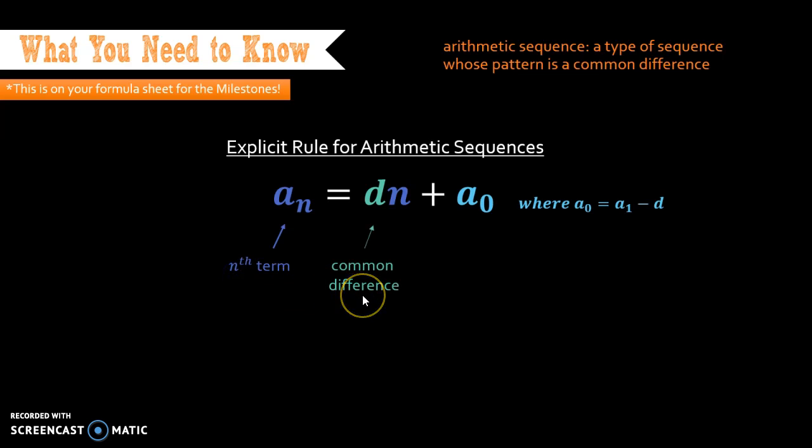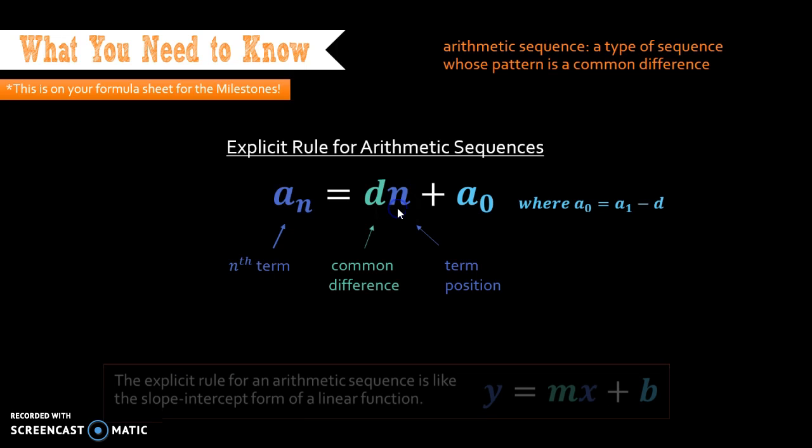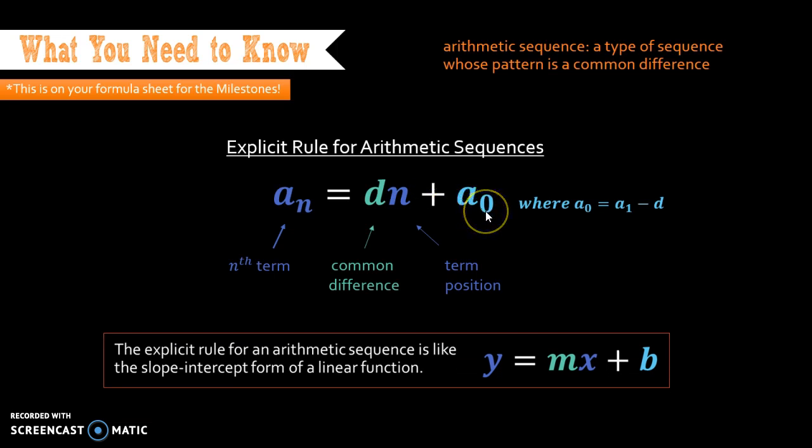D represents the common difference. N is whatever term position you're interested in. Maybe you want to find the 5th term or the 6th term. That would mean n is 5 or 6 or whatever it is that you're looking for. And then at the end here, a sub 0 is equal to your first term minus your common difference.